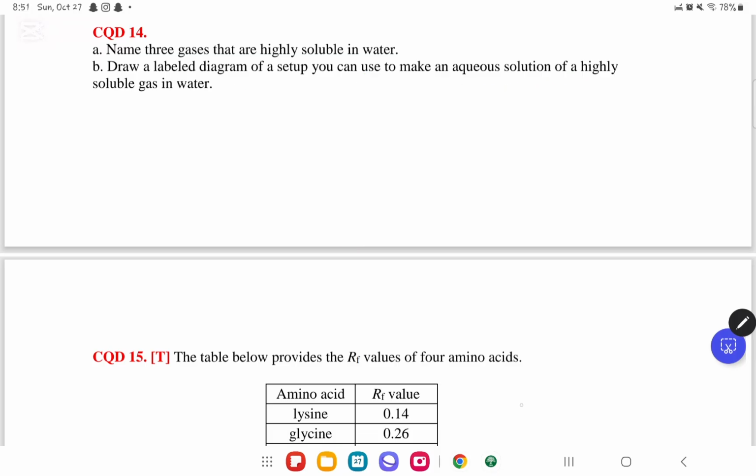You can do this, or have a beaker and put an inverted funnel in it. And that's how you can make an aqueous solution of a highly soluble gas in water.